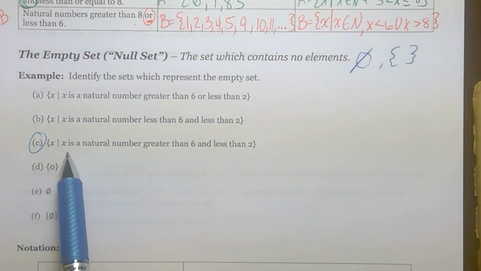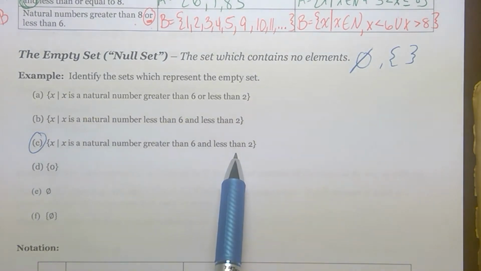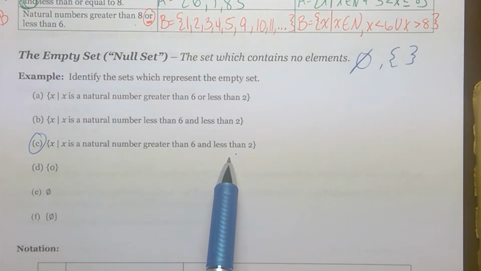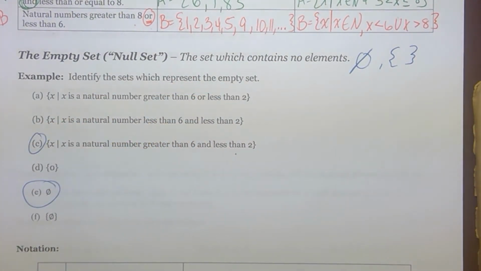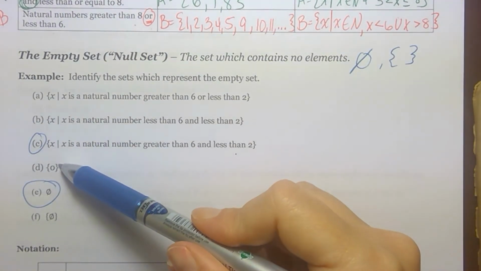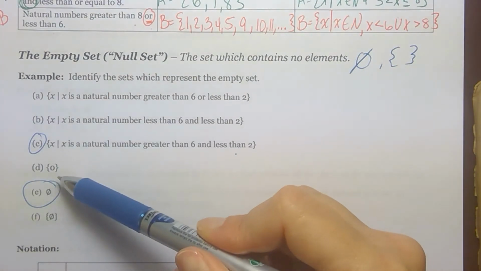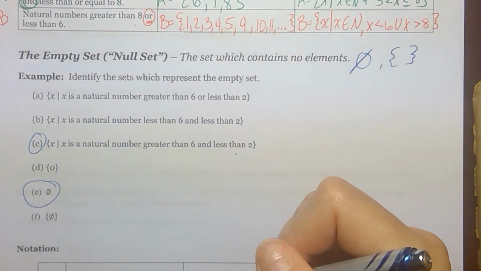All elements X such that X is a natural number greater than 6 and at the same time less than 2. There are no numbers that are both greater than 6 and less than 2. That doesn't work. And then E is my symbol for the empty set. D and F each have something inside the set, so they're not empty. This has the element 0. This has the element, that null symbol.